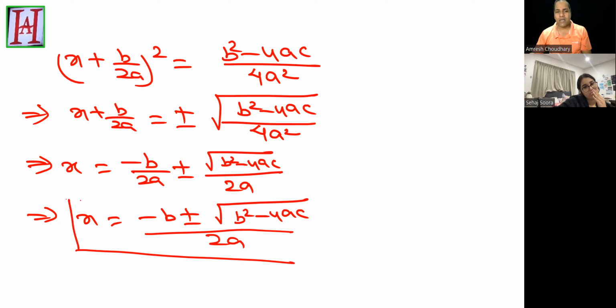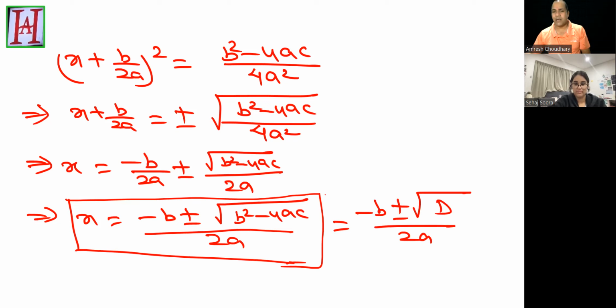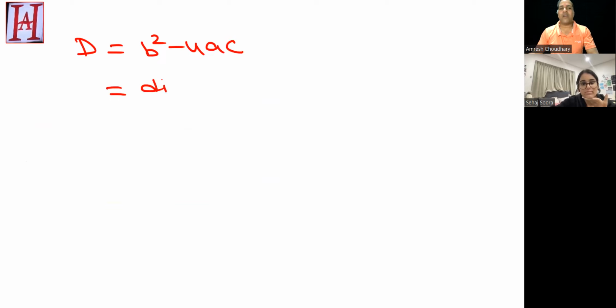This one is called the quadratic formula. And this is also called Sridharacharya formula, which was proved by an ancient mathematician called Sridhara. So the formula x is equal to minus b plus minus under root b square minus 4ac upon 2a. You can also write this as minus b plus minus under root D upon 2a. You can ask, sir, what is the D here? D is b square minus 4ac, which is called the discriminant.